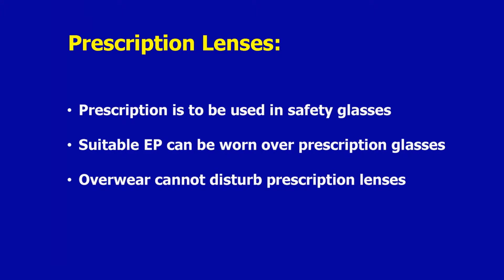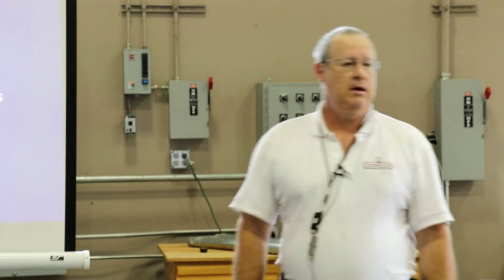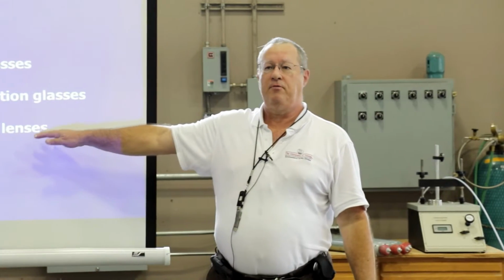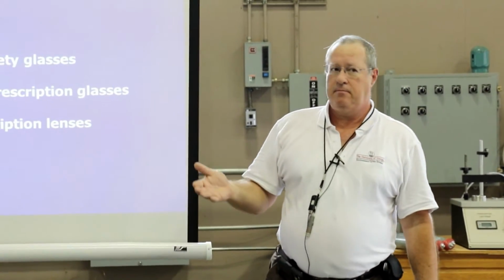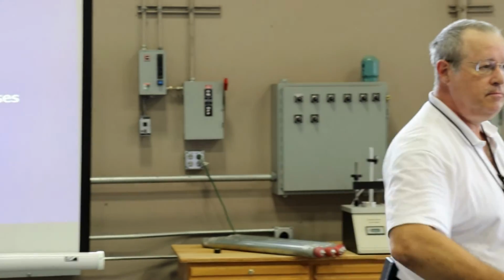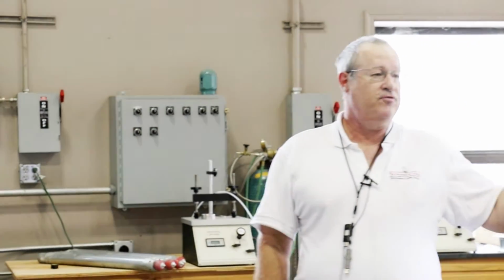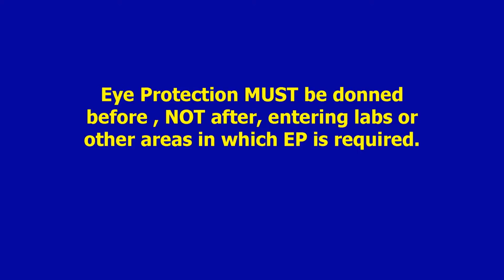What do I mean by overwear? Anybody ever seen these bigger plastic sunglasses that fit over regular glasses? That's what we mean by overwear. So that can't disturb somebody's prescription lenses, because what could happen if you disturb somebody's prescription glasses? Give me an answer. What do you think? They can't see, or their vision is distorted, and that presents another safety risk, doesn't it? Okay? All these things kind of have a domino effect.